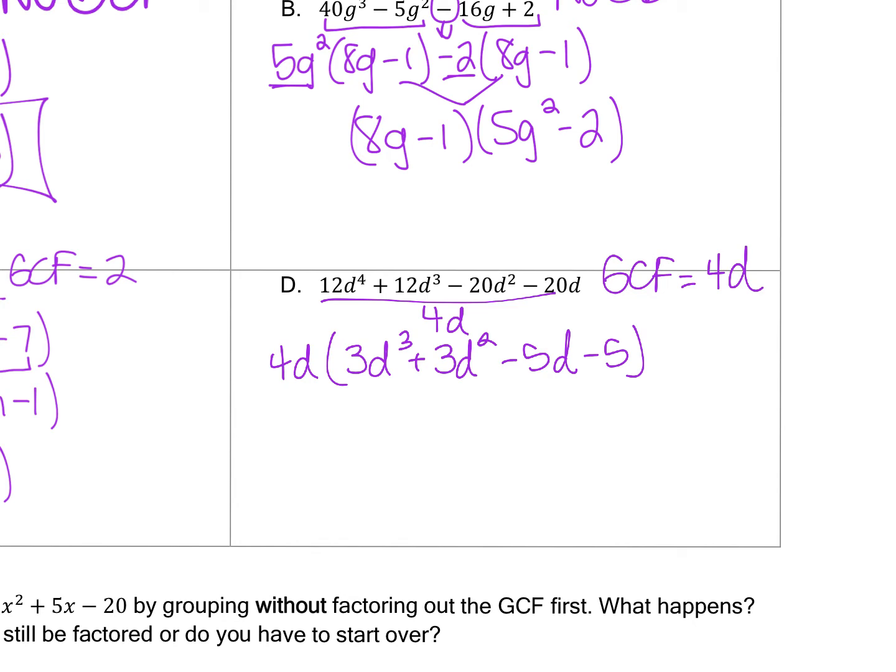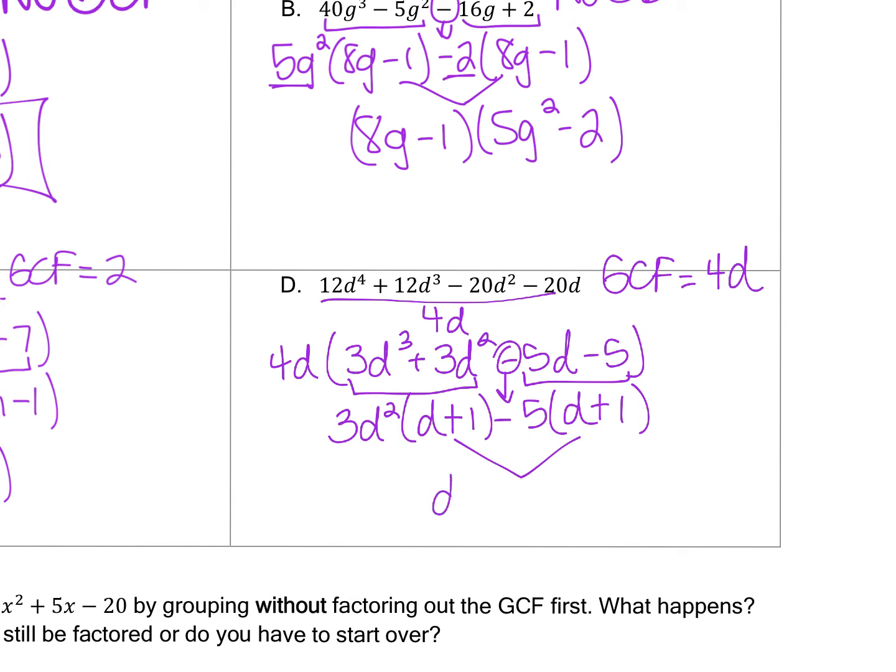Okay, so I'm only looking at the inside. There's 4 terms, so I'm going to group them. Notice the GCF of those two would be 3D squared, which would leave me with D plus 1. Bring down your subtraction sign. GCF would be 5. When you take out a negative 5, you get D plus 1. So notice those match. We write it once. And then we're piecing together the other part, 3D squared minus 5.